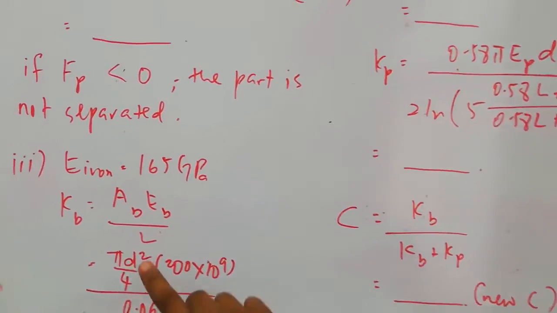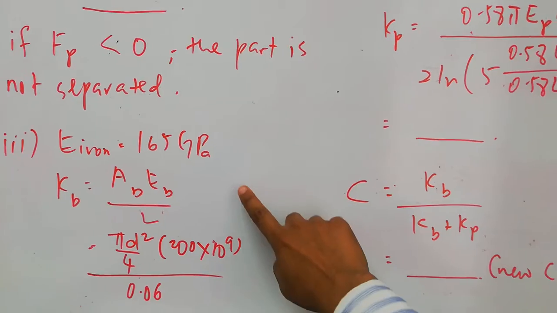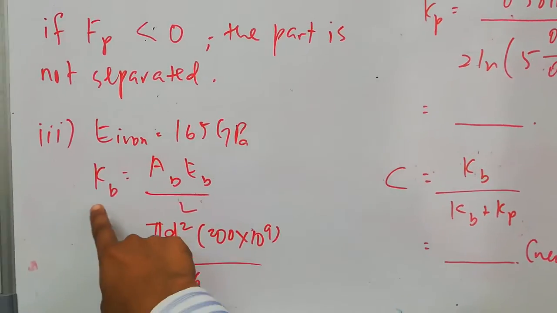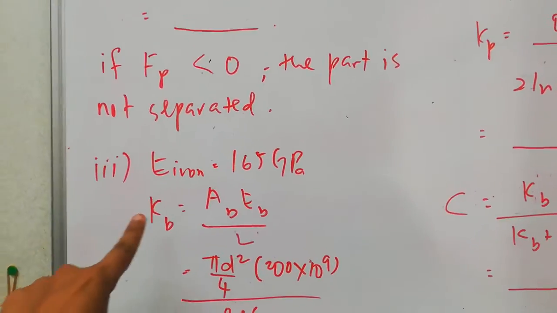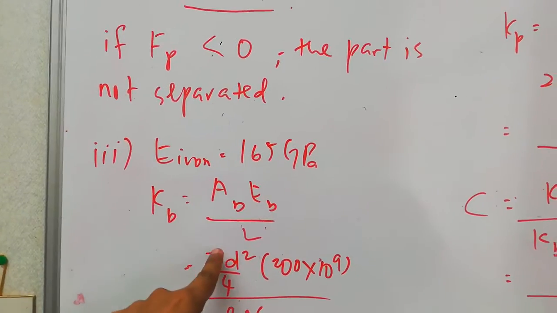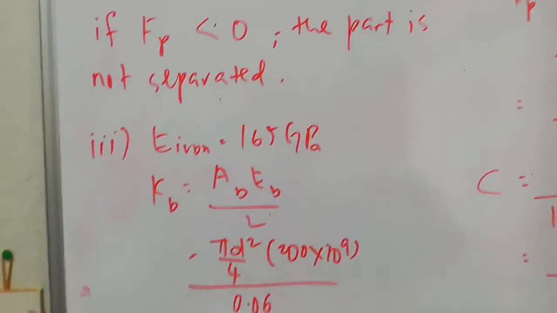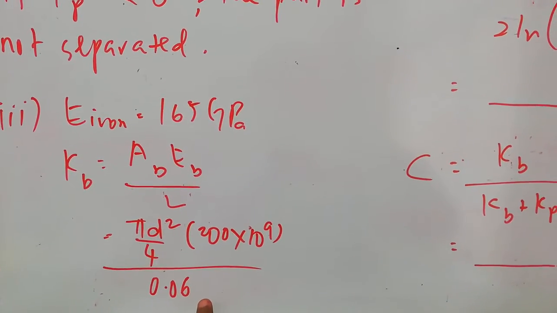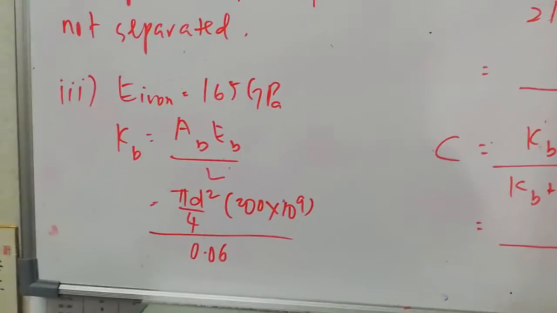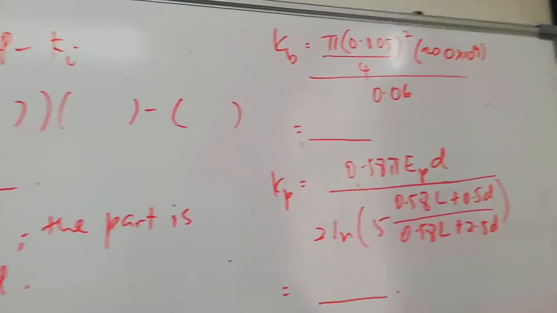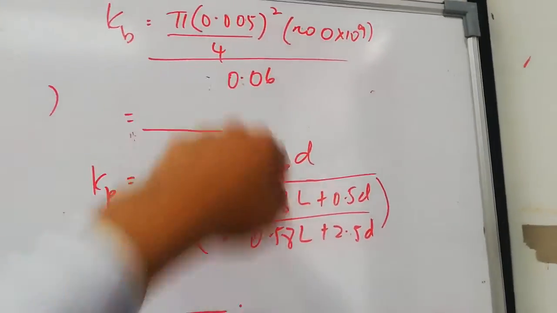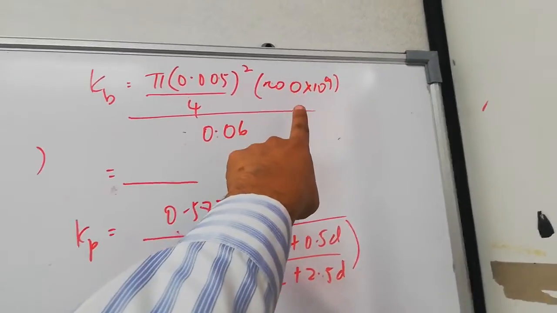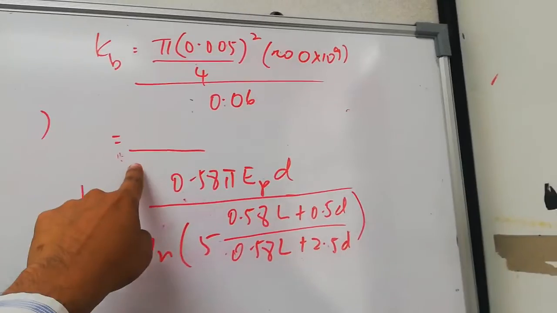We are not changing the bolt. The bolt is still the same, but we need to determine the stiffness constant using this formula: Kb equals Ab times Eb divided by L. A is the area of the bolt, pi d squared over 4, E is the modulus of elasticity, and L is the length of the clamp part. Then we just substitute the values: pi, D equals 0.05 meters, the modulus of elasticity, and L, and we get the value of Kb.